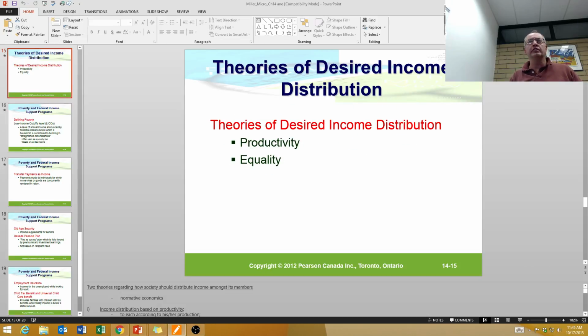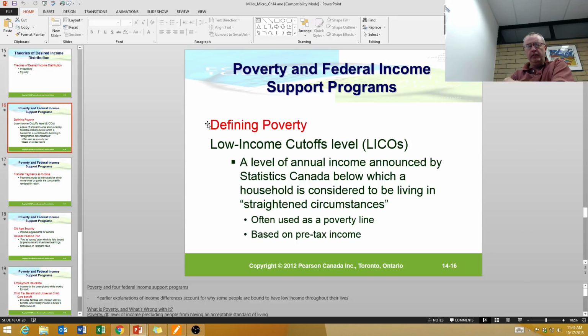Okay. So the final section of this chapter looks at poverty and some federal programs in Canada that address poverty. In the first section of this chapter, the explanations regarding the differences in income explained why people were bound to have lower income throughout their lives. So we have this topic, an age-old topic. It's probably been around since the beginning of mankind. The topic is poverty.